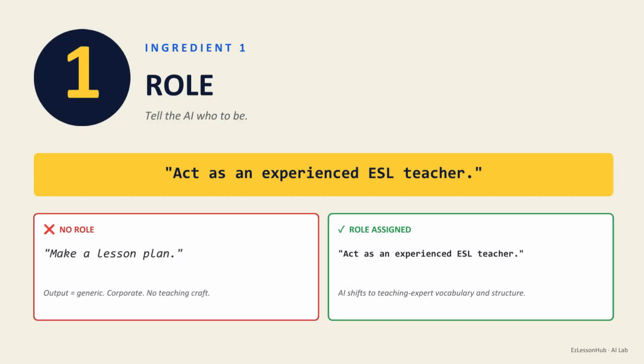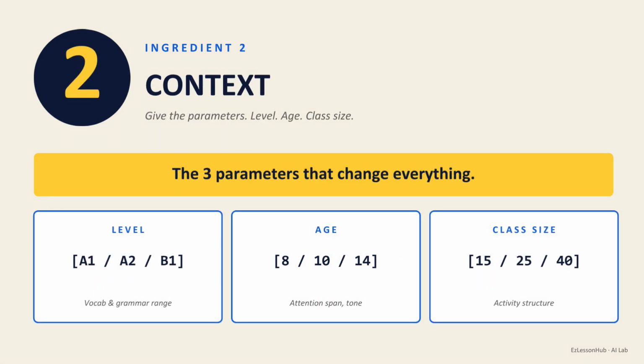First, give ChatGPT a role. Tell it to act as an experienced ESL teacher. That one sentence completely changes the quality of the output. Next, give it context. Include the level, the age, and the class size. These 3 details help AI create a lesson that actually fits your students.